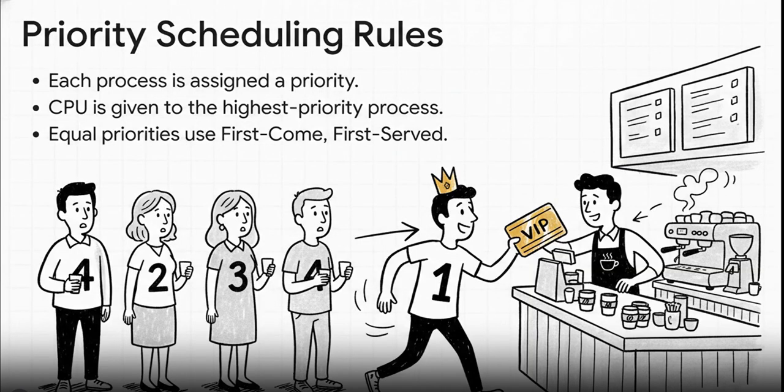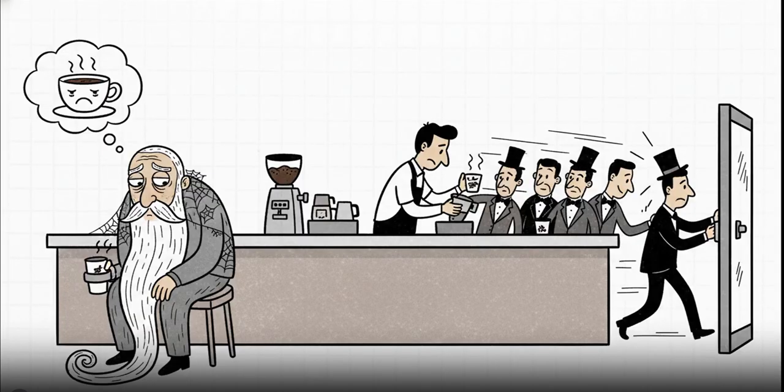And the rule here is brutally simple. Every single process gets a priority number. The scheduler just looks at the line and gives the CPU to whoever has the highest number. That's it. The VIP customer always goes next, no matter how long their order is or who is waiting before them. But you can probably see the huge glaring problem with this, right?